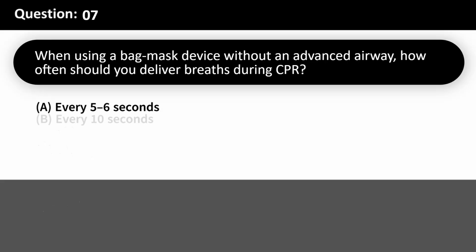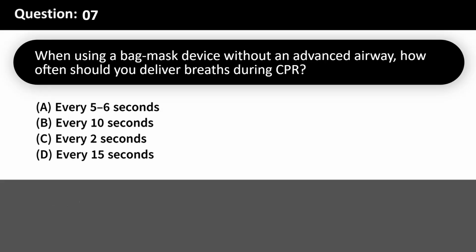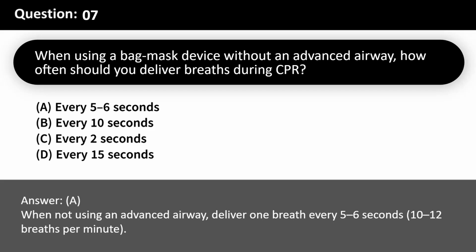When using a bag mask device without an advanced airway, how often should you deliver breaths during CPR? A. Every 5 to 6 seconds. B. Every 10 seconds. C. Every 2 seconds. D. Every 15 seconds. Answer, A. When not using an advanced airway, deliver 1 breath every 5 to 6 seconds, 10 to 12 breaths per minute.